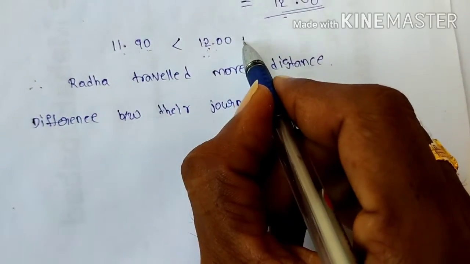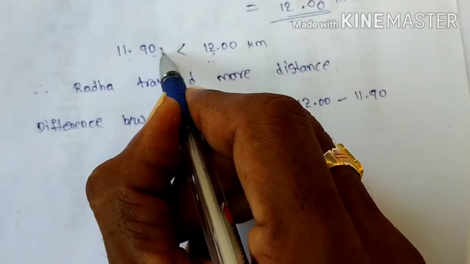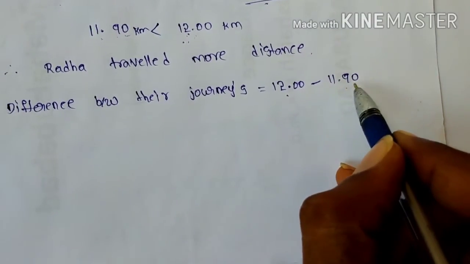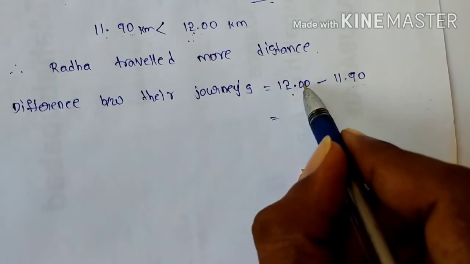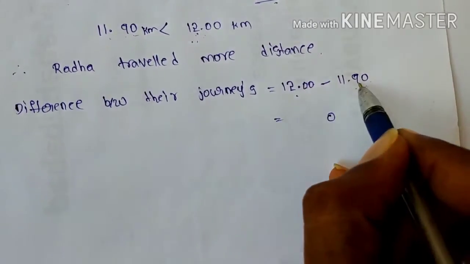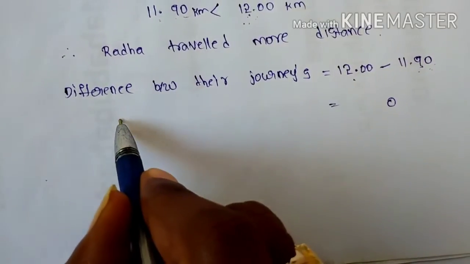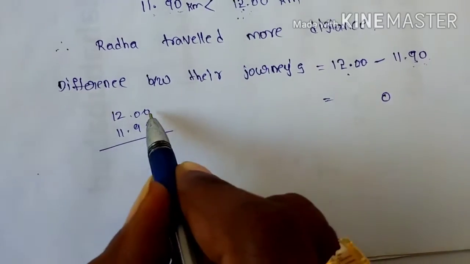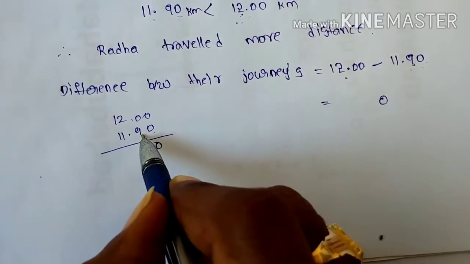11.90, it is only kilometers. You can mention here kilometers. See, 12 kilometers minus 11.90 kilometers. See how much here? 0 minus 0, 0 only here. 0 minus 9. Is it possible? Just you can see here 12.00, 11.90 minus 0 minus 0, 0. Here 0 minus 9, it's not possible.